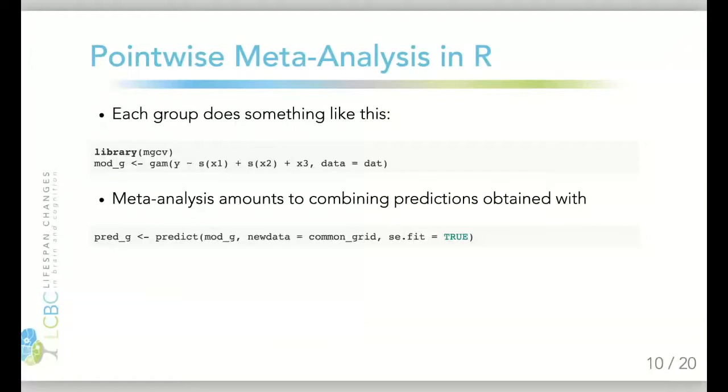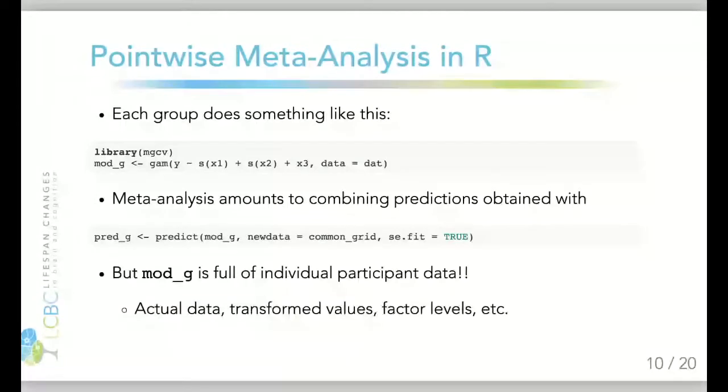However, and this is really important, the model fits you get from R functions, for example gam, but also glm and lm, are full of individual participant data. It might be the actual data frame that you used to fit the model, but there are also more obscure or hidden traces of individual participant data, like transformed values where you've done the eigen decomposition, for example, that can be transformed back into actual data, or factor levels that might reveal individual participant data if, say, each individual has their own factor level. So we have to go carefully through this and understand how the model object saves all the data and how we could remove it. And that's why we invented the metagam package.